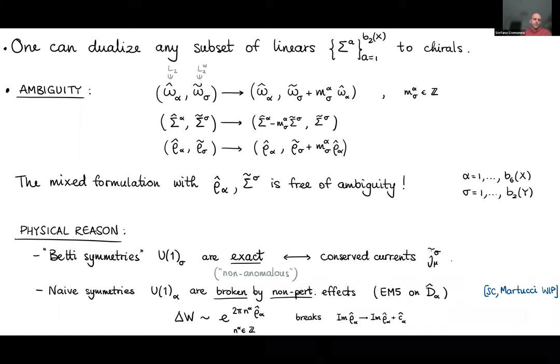On the other hand, the symmetries that you obtain, say, by reducing the three-form of M theory along two-cycles, which I call hat, these are the symmetries that I'll call dual symmetries in the boundary, I'll call U1 alpha. Those are not exact, and they're broken by non-perturbative effects. In particular, you can wrap Euclidean M5 branes on the associated non-compact divisor, and this will generate a superpotential that will break the shift symmetry associated to this U1 alpha. And so then the well-defined single-valued variables here are the chiral multiplets that appear in the superpotential.